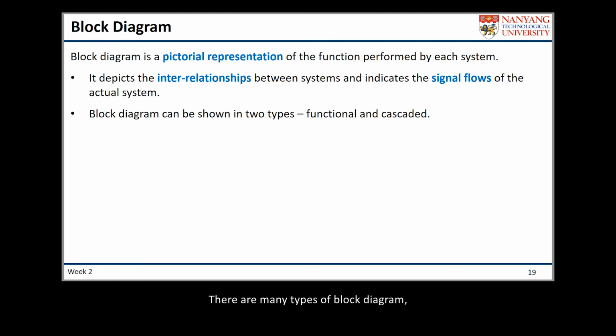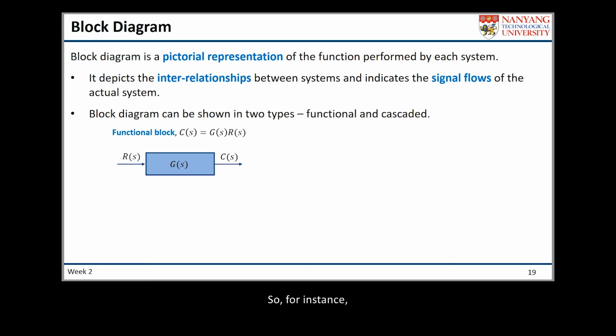There are many types of block diagram. When I introduced block diagram to you, I had only one block with an input and an output. That is the simplest block diagram ever. But a block diagram can be much more complex than that. This is the simplest block diagram that I introduced already: I have a system with transfer function G(s) with an input R, and the system will respond with an output of C. This is one single system.